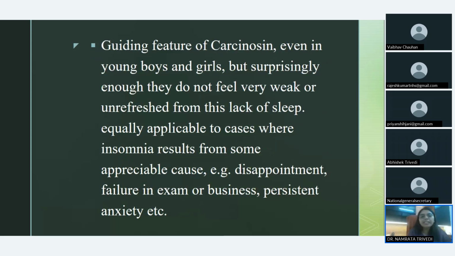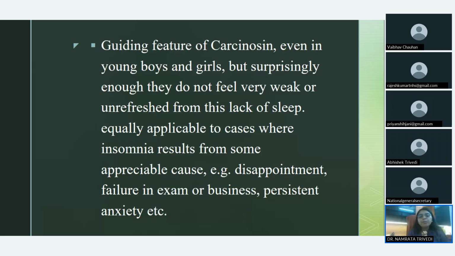A guiding feature of carcinosin is that even in young boys and girls, surprisingly, they do not feel very weak or unfresh from lack of sleep. If a carcinosin patient is not sleeping for many days, many weeks, you cannot see it on their face. If the patient has been awake for many days, sleeping only two to three hours a day, still you cannot judge from their face that the patient has not slept for so many days. This is the characteristic guiding feature of the carcinosin remedy.